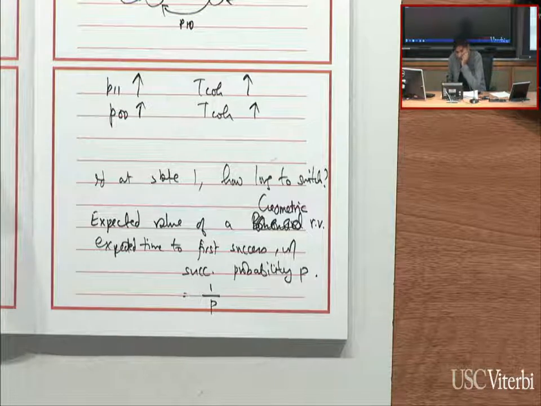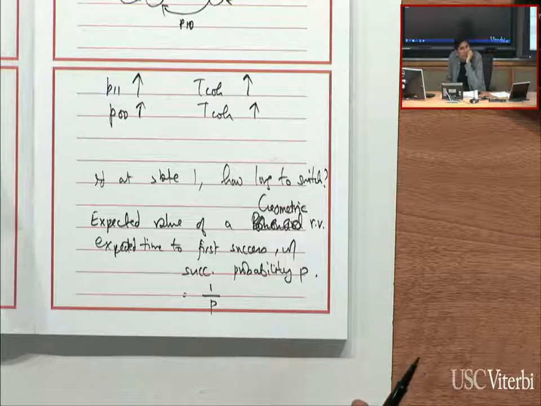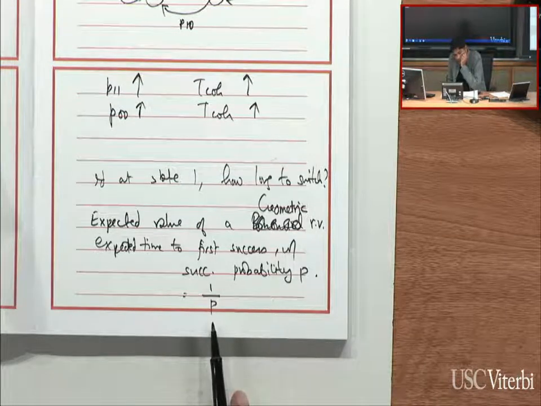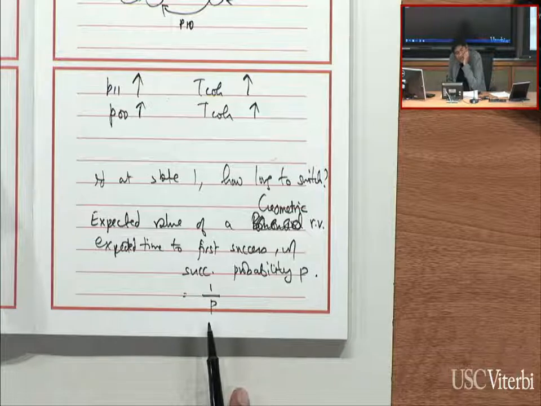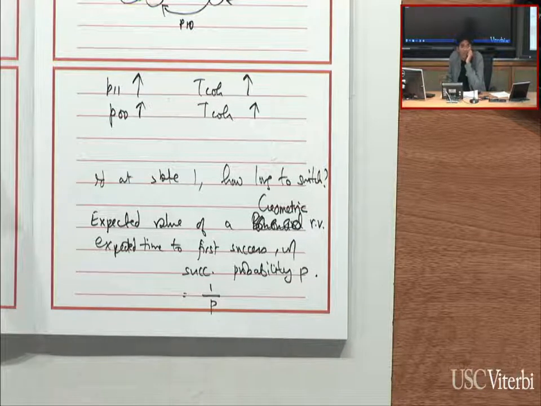So if I have, the highest p can be is 1, then I would just, in one turn, get my success. If it is a probability half, like a fair coin, then on average it'll take me 2 tries. Sometimes it'll take me longer, sometimes shorter, but the expected value is 1 over p.